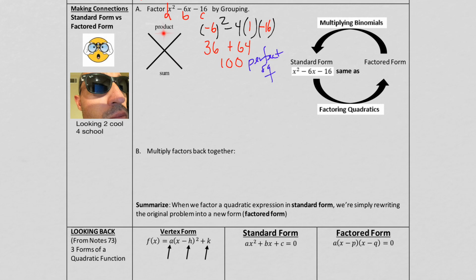In this case, up here, it's a times c, so 1 times negative 16 is negative 16. Down here is your b number, so it's negative 6. And then if I think about 16 and list all of its factors, so 1 times 16, 2 times 8, 3 doesn't work, and then 4 times 4. Which of these three factor pairs can make 6? It's going to be 2 and 8, so I'm going to insert those in the x factor. And then to make this work, I'm going to have to make the 8 negative, because if I do that, it makes this puzzle work.